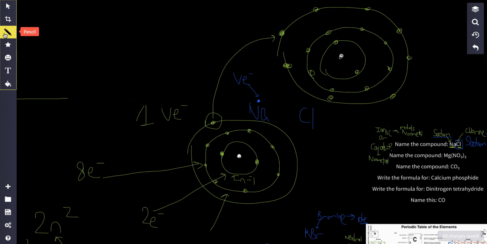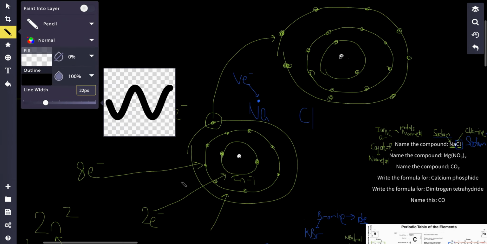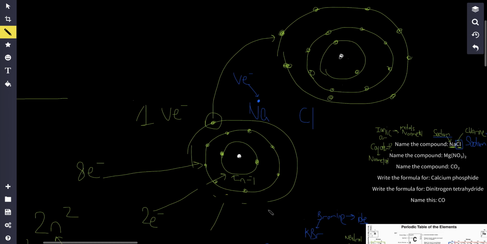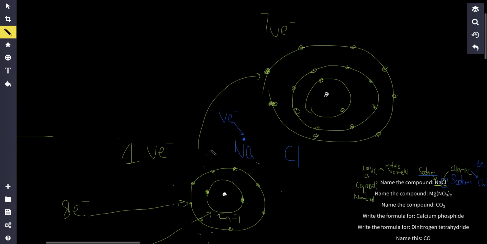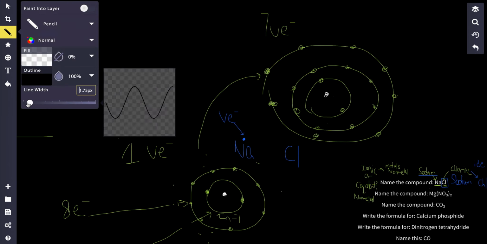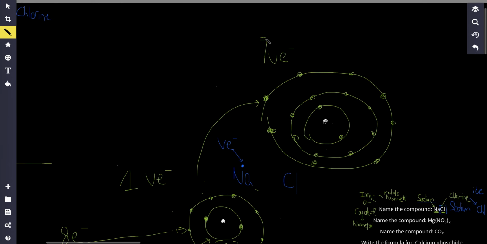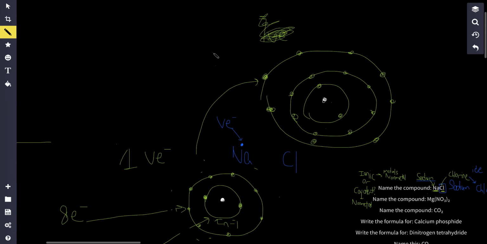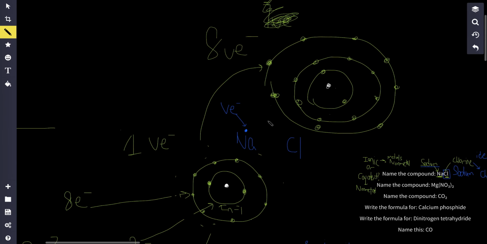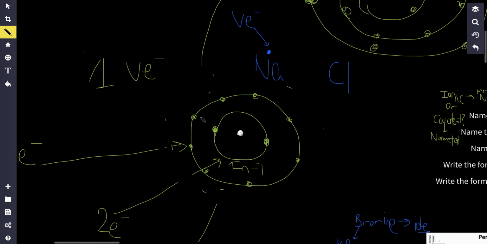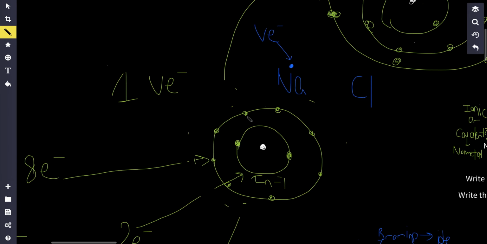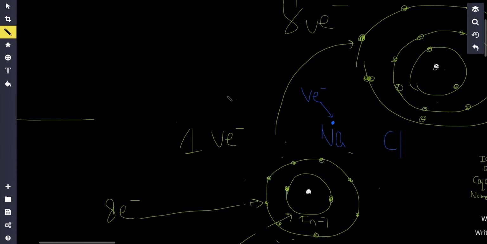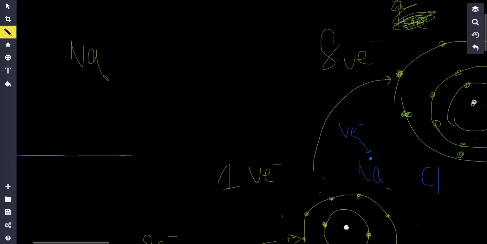So now notice how once the electron is gone, sodium has 8 valence electrons. And now chlorine also has 8 valence electrons. So both atoms are happy. All right, so now instead of 7 valence electrons, you have 8 valence electrons. Now the thing is that once a sodium atom loses electrons, well, it's no longer a sodium atom anymore.